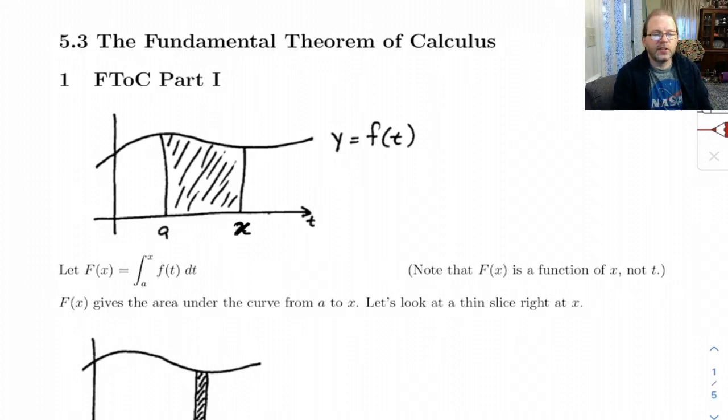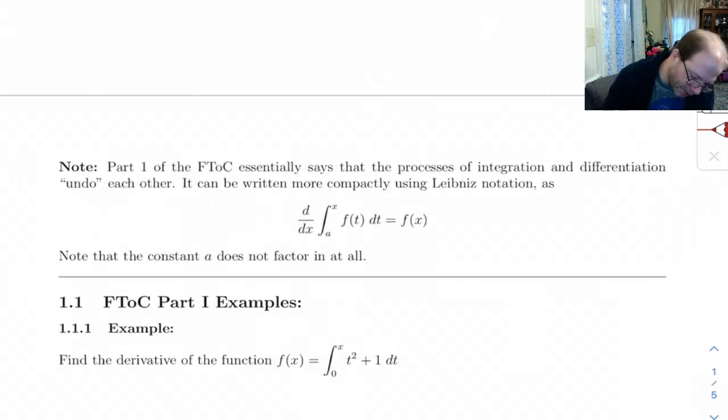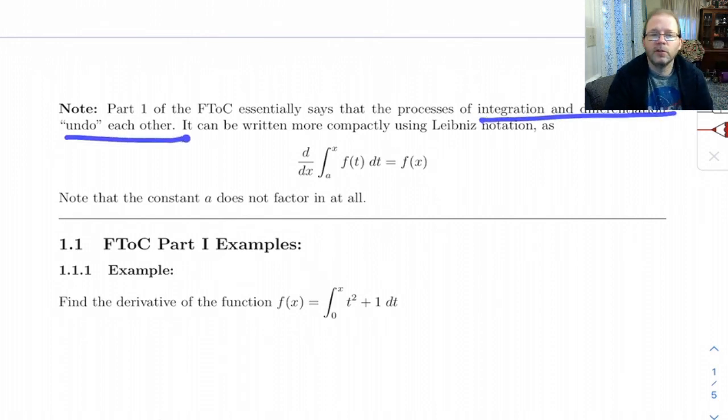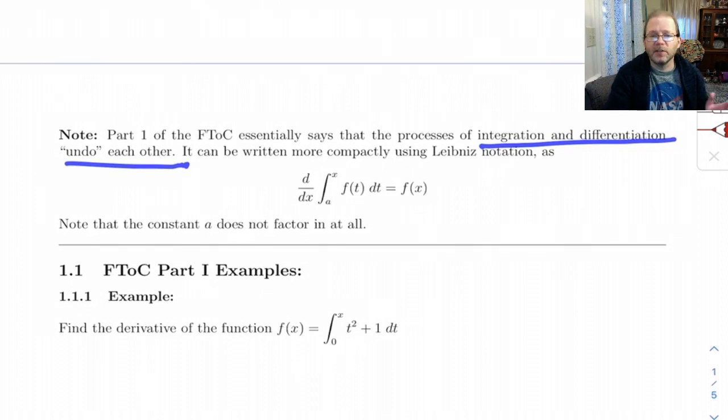All right, we're going to look at section 5.3, which is on the fundamental theorem of calculus. There are two parts to the fundamental theorem, and we're going to start with part one. But before we get into all this, I'm going to slide down here and sort of give away the punchline. The main thing that this fundamental theorem part one says is that the processes of integration and differentiation undo each other. So they are like inverse processes.